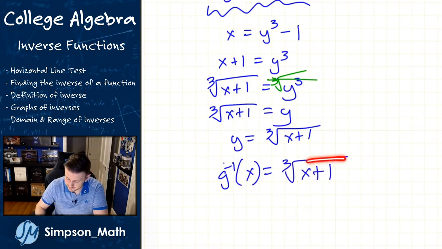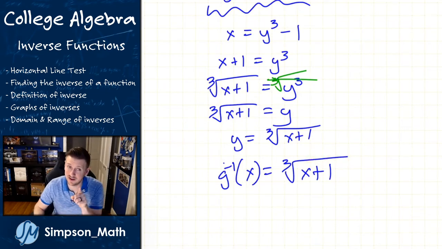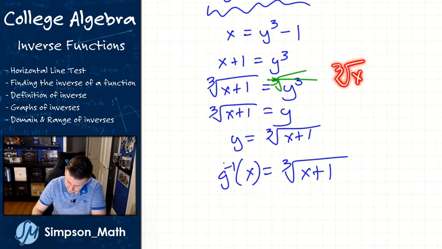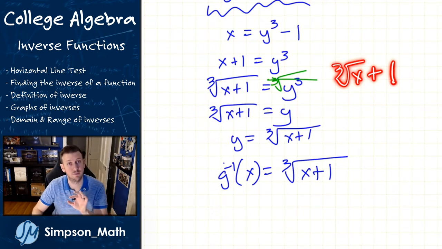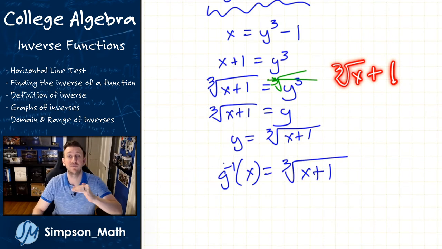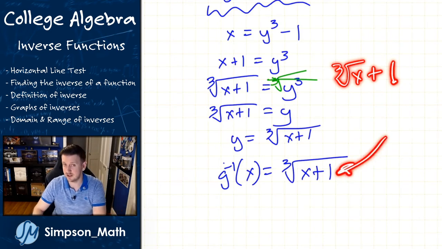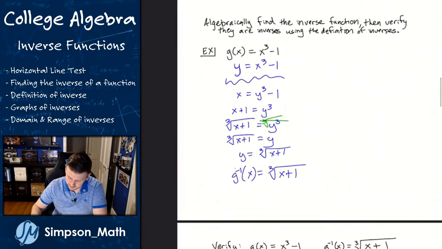Make sure that your cube root symbol is long enough. I see you out there. One of you did this. One of you went cube root of x plus 1. No, that's cube root of x, and outside of that is a plus 1. That is taking the cube root and shifting it up 1. This is taking the cube root and shifting it left 1. So, yeah, that's a big difference. Okay, so make sure that we're careful with that.